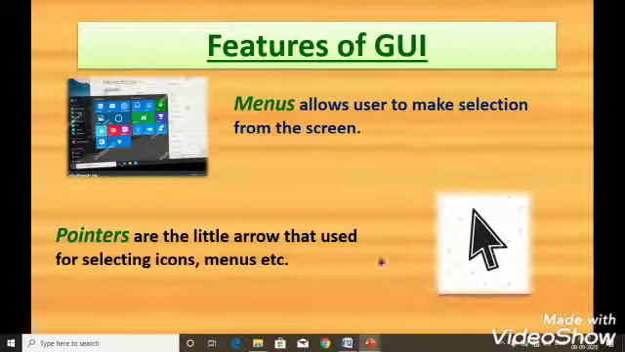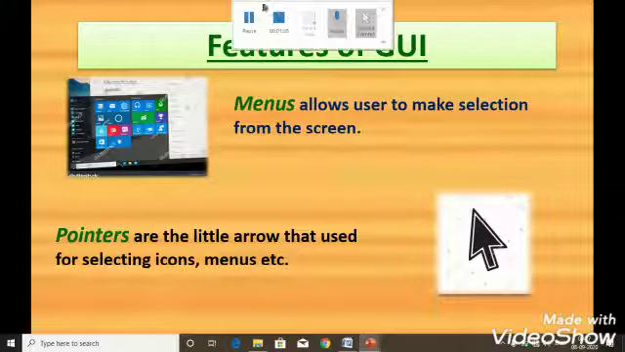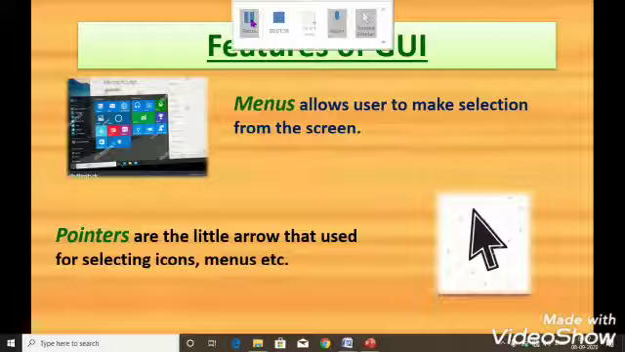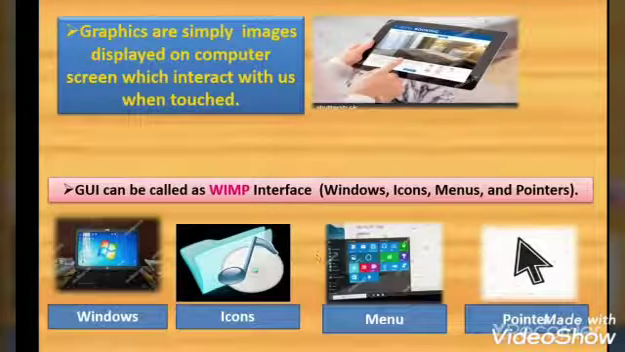Next are pointers. What are pointers? This little arrow which you see on the screen for selecting any particular icon, menu or application is called a pointer. I hope you understand the WIMP, which are the features of GUI: windows, icons, menus and pointers. Here you see different icons.